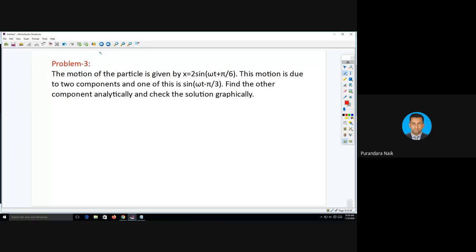Third problem. The motion of the particle is given by x is equal to 2 into sine omega t plus pi by 6. This motion is due to two components, and one of this is sine omega t minus pi by 3. Find the other component analytically and check the solution graphically. Here, instead of giving addition of 2 SHM, he has given the resultant and one component. You need to find out the other component.